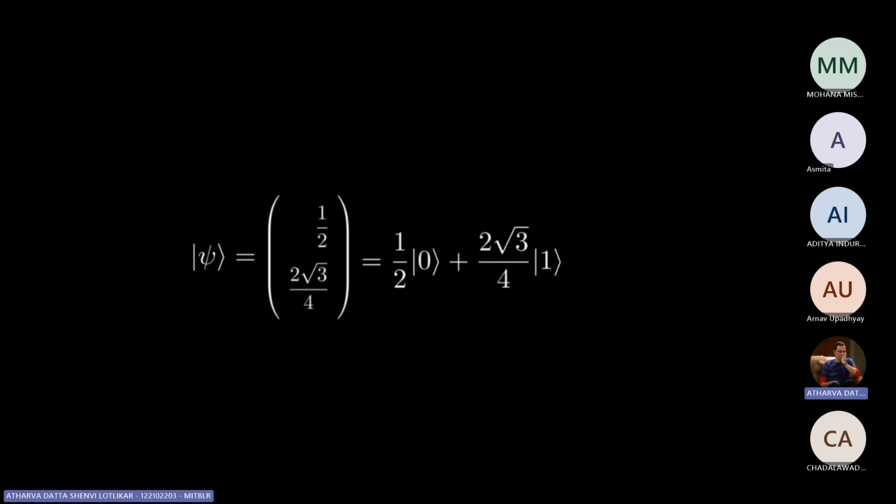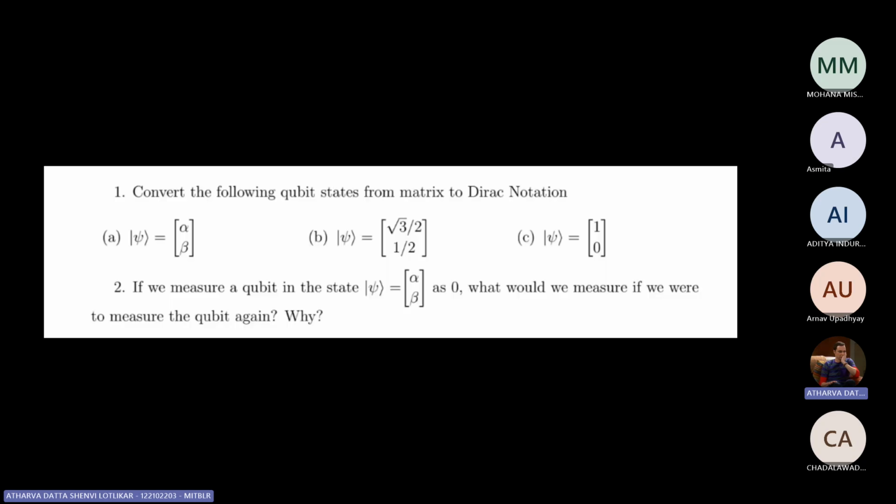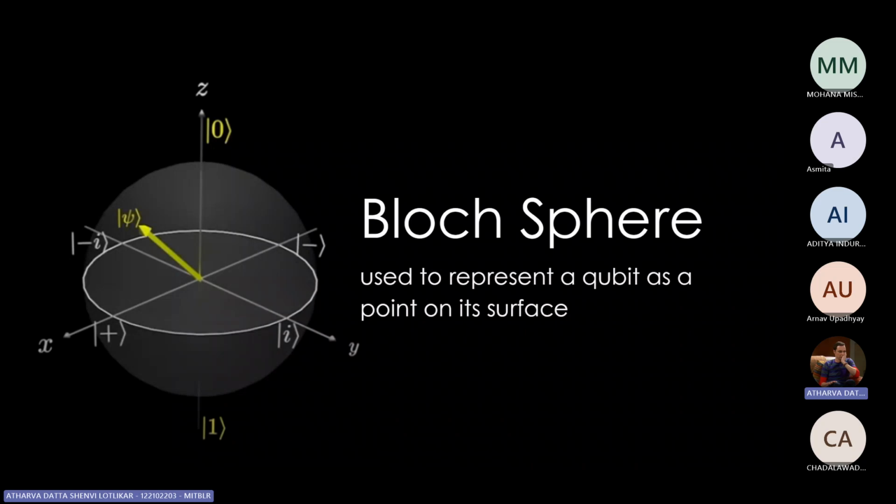So the previous qubit can be written in this form, wherein the first part of the column matrix will always have the ket vector 0, and the second one will have the ket vector 1. So this is the basic crux of the Dirac notation. I've kept a couple of questions to understand it better, but let's just skip to the Bloch sphere.